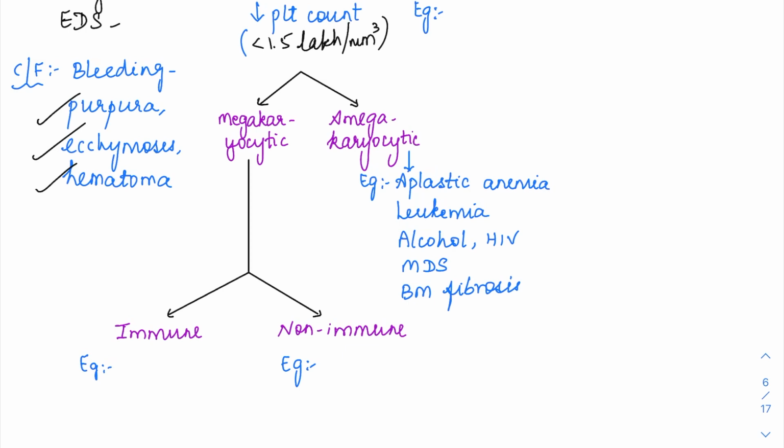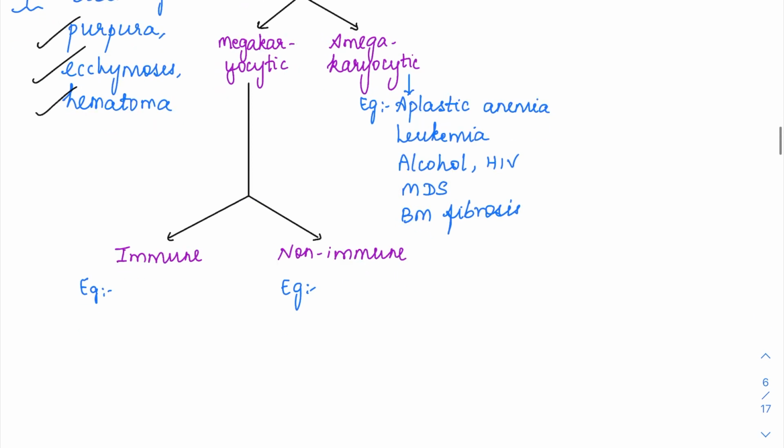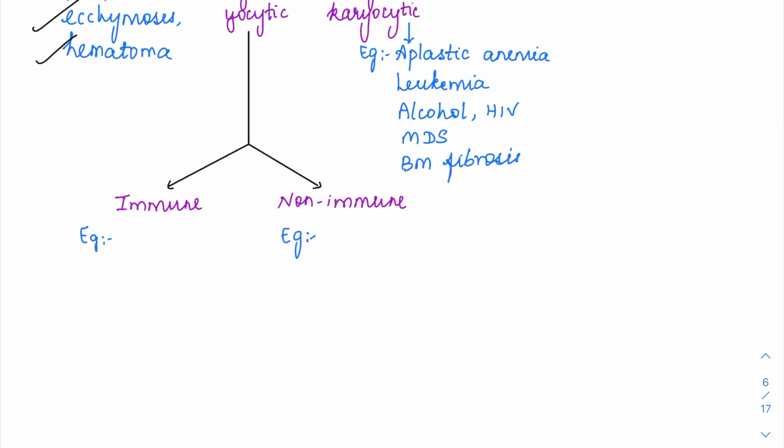In certain conditions, the bone marrow itself is also affected. The bone marrow stem cells and the megakaryocytes are affected in the sense that they cannot produce platelets. So the source is defective and the platelets in the periphery are also defective. That is called amegakaryocytic thrombocytopenia. Under megakaryocytic thrombocytopenia, we basically have two mechanisms: an immune mediated mechanism and a non-immune mediated mechanism.